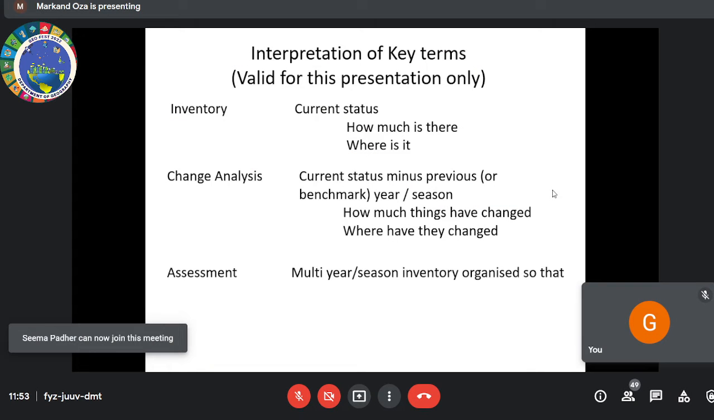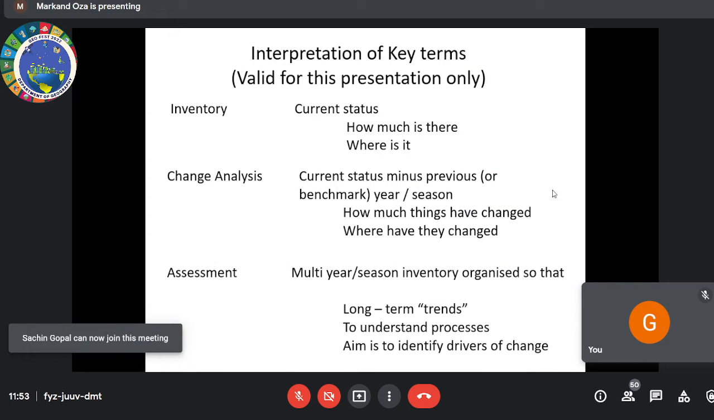But the emphasis is on assessment. Assessment means necessarily multi-year or multi-season inventory organized so that you see the purpose of inventory is how much is available. Change means how much has changed and where it has changed. Whereas assessment means I want to know what are the long-term trends, and I want to understand the processes and what are the drivers that have contributed to this change.